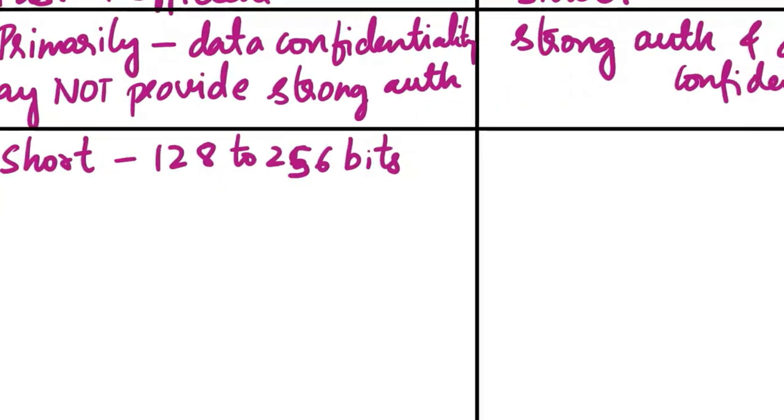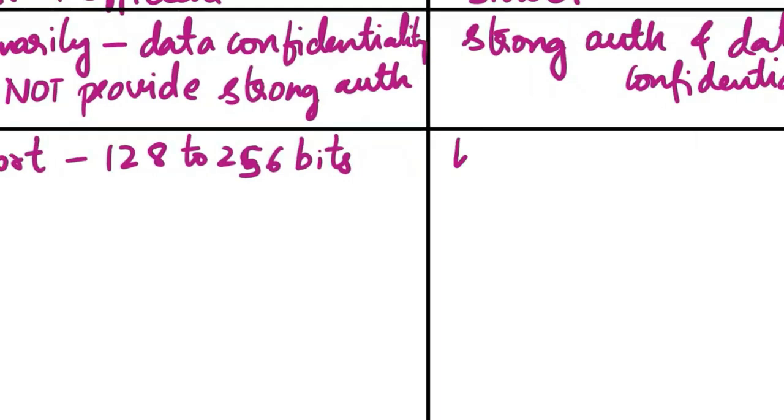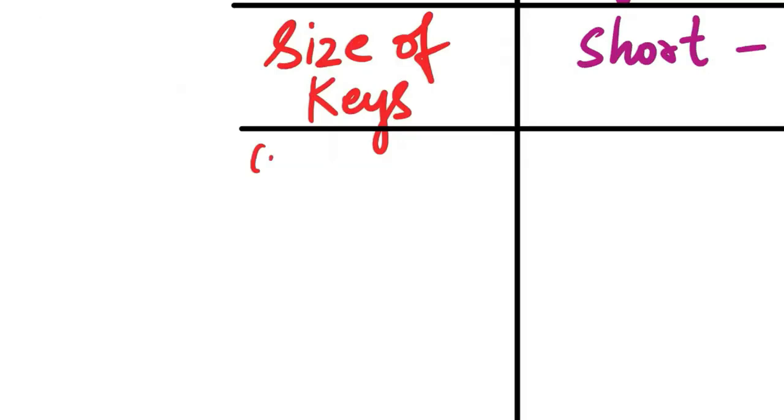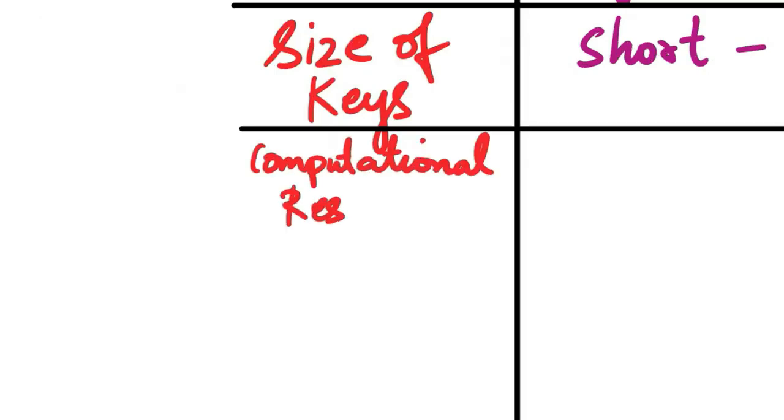In symmetric, keys are relatively short, typically 128 to 256 bits. In asymmetric cryptography, keys are longer, typically 2048 bits or more for strong security. Next aspect of comparison is computational resources.